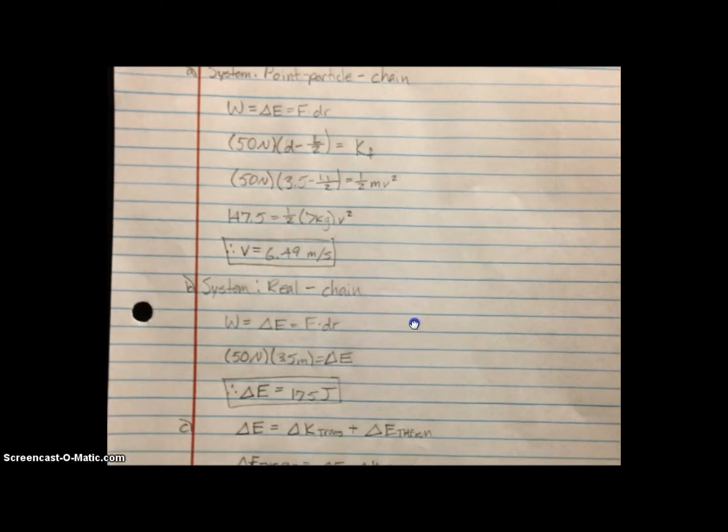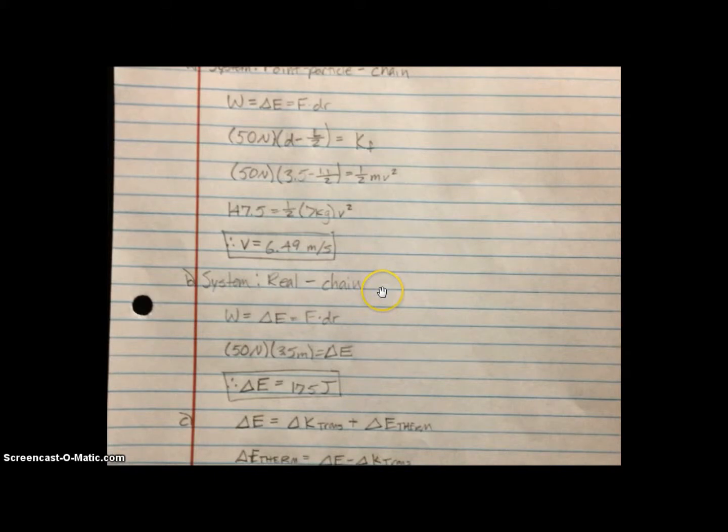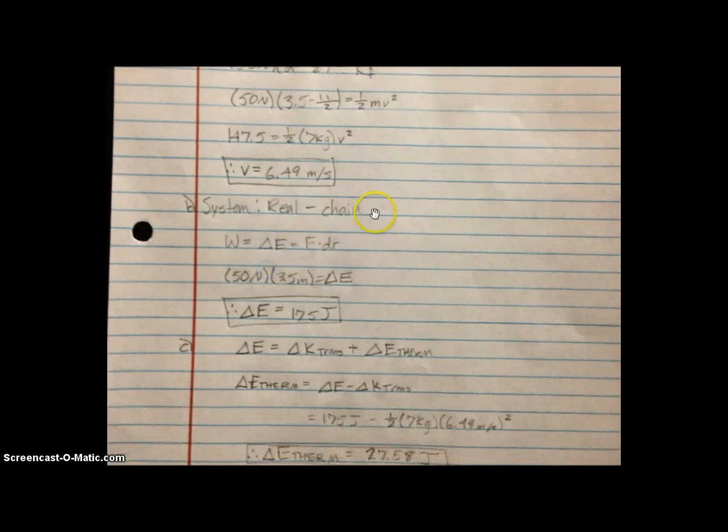To do that, I chose the real system of just the chain. And since the chain is my system, I have to find the work done by the surroundings, which is the person pulling the chain. So you do work again is equal to force times change in direction, and you plug in the values that were given. This time, the entire distance, because we're not looking at the center of mass, we're looking at the whole multi-particle system, and we find our final value here.